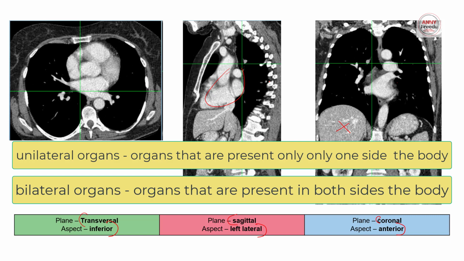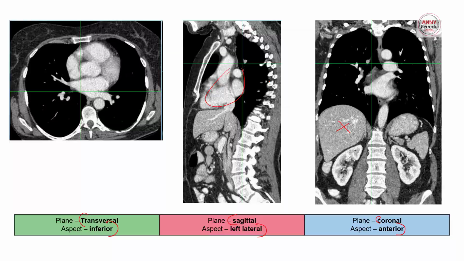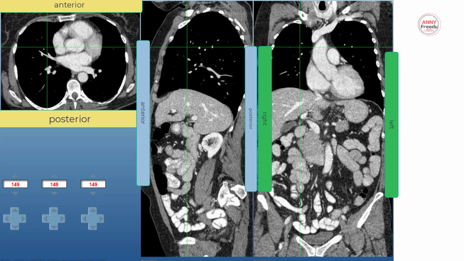The example of bilateral organs, bi means two, lateral means side. So organs that we have on each side, right and left, such as kidneys, adrenal glands, or the lungs, they are bilateral organs. Okay, now this is a CT scan.